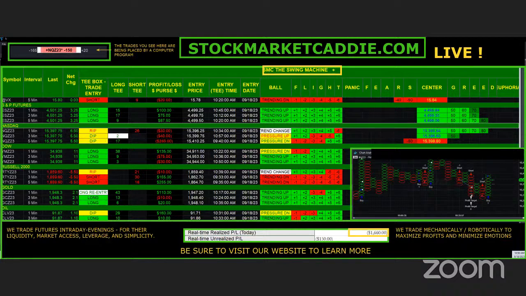Market very, very choppy here Monday morning, typical for a Monday morning, very choppy.